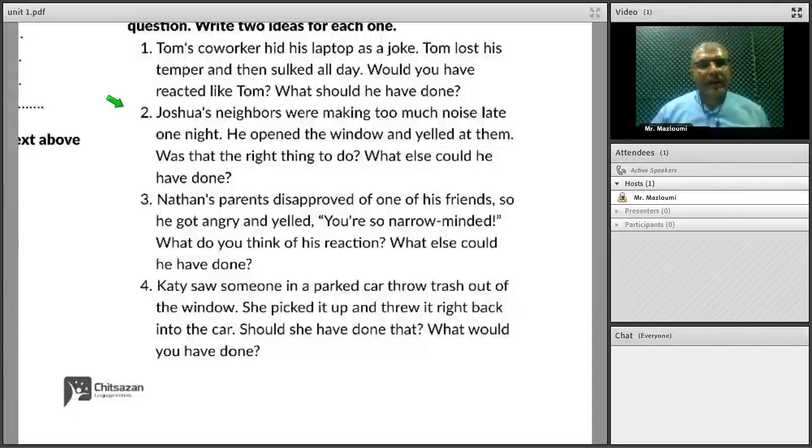Well, he shouldn't have shouted. He should have been nicer. He should have talked it over with his neighbors. He could have asked them to be more quiet. He could have joined them, and he shouldn't have lost his temper. He shouldn't have yelled.